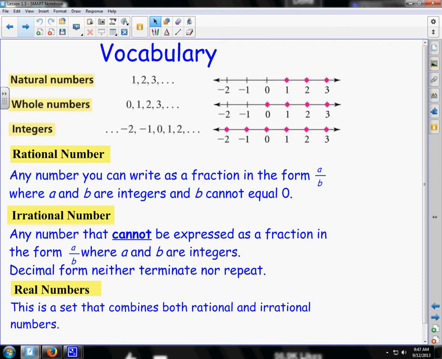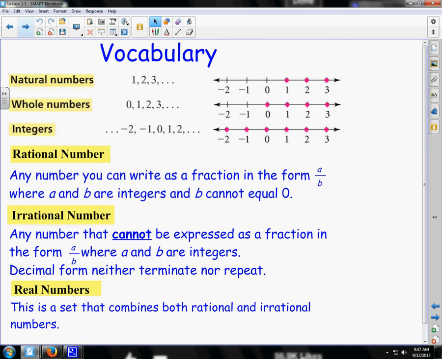Natural numbers are, pretend it's like your age, how old you could be. 1, 2, 3, 4. It's all those numbers. You never say I'm 0 years old, or you never say I'm -2 or I'm 5.7. It's all just the straight numbers from 1 on up that are natural numbers.